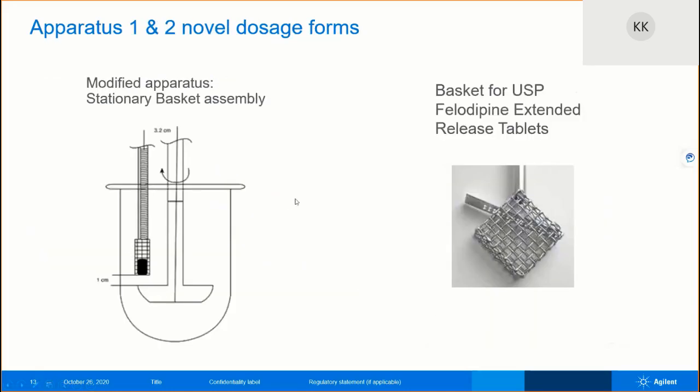So what can we do for novel dosage forms in our apparatus 1 and 2? We have a modified stationary basket. So you utilize the best of both worlds. You utilize your paddle, and you have a stationary basket that goes through your evaporation cover where you have your formulation in there. Then there's a basket that's also the USP for fallopian extended release tablets. And for these tablets, it's very important that they have a certain direction when you have them in the vessel to get a good release profile.